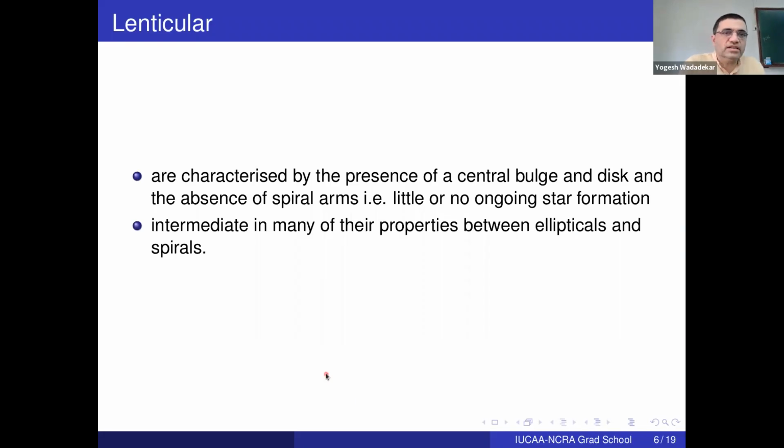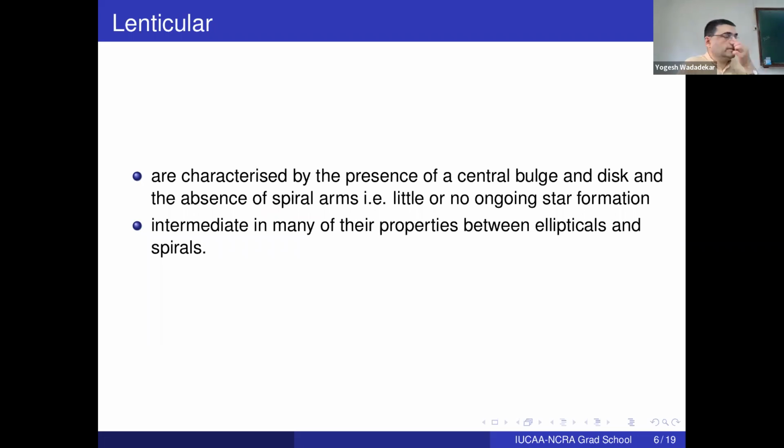So these lenticulars are characterized by the presence of a central bulge and a disk, okay, and the complete absence of spiral arms. And that indicates that there is little or no ongoing star formation in these galaxies. So ellipticals are also the same, lenticulars are also the same. They don't have much star formation happening.